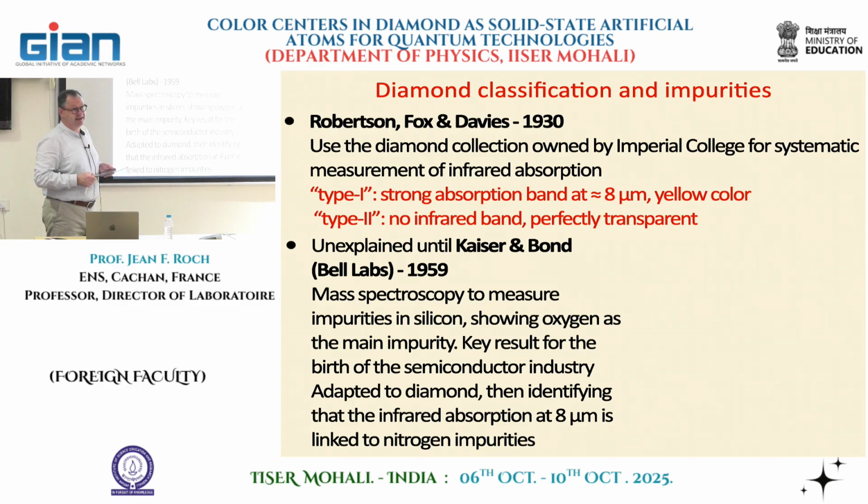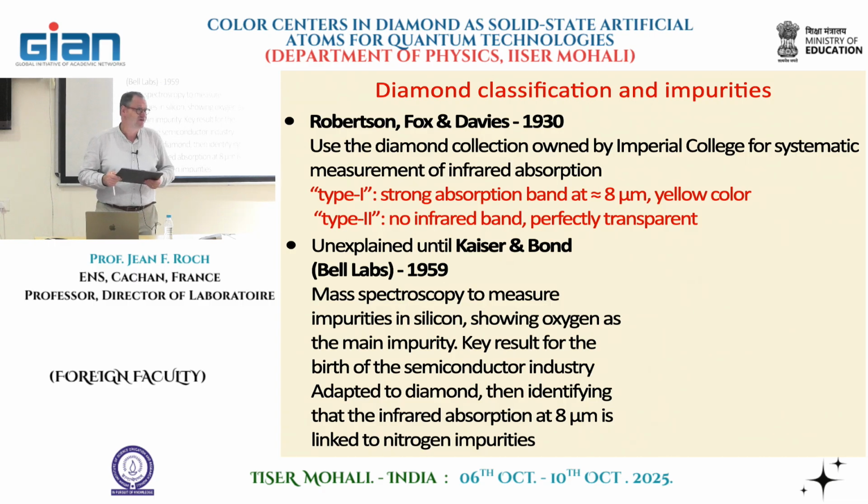And they could show like that the main impurity in silicon is actually oxygen. That was somehow a key result for the birth of the semiconductor industry, because after that, they put huge efforts on the purification techniques of silicon and to get larger and larger ultra-pure silicon wafers.